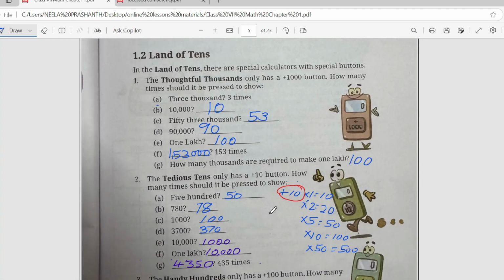Hello everyone. Today we will see Unit 1.2 Land of Tens from the textbook Ganit Prakash of class 7.